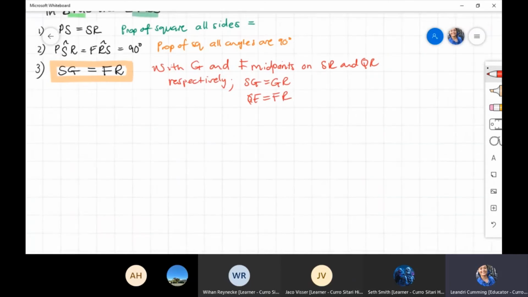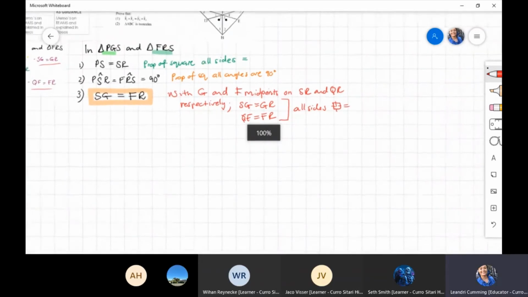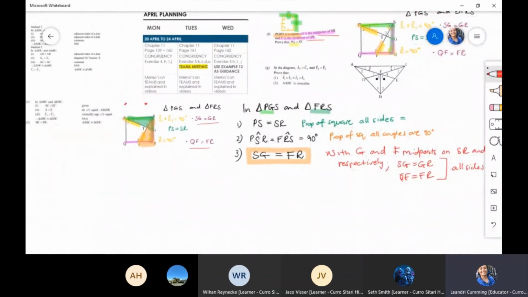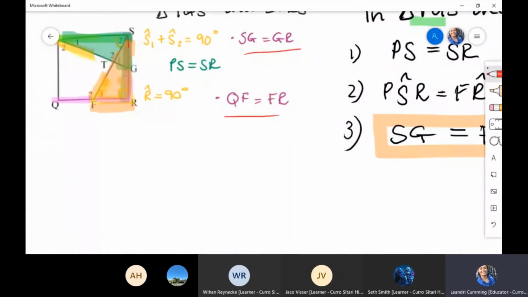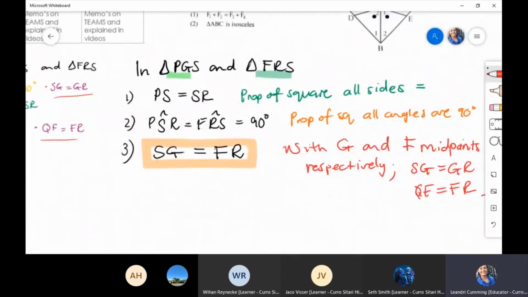Why is that? It's because all sides of the square are equal. And if I go and say that that's in fact the midpoint, then surely that length that I have here is exactly the same length as what I have there, as what I have there, as what I have there, which proves that SG is in fact equal to FR.